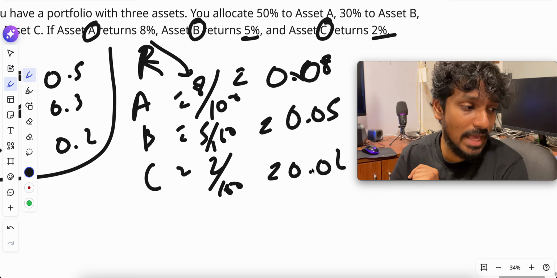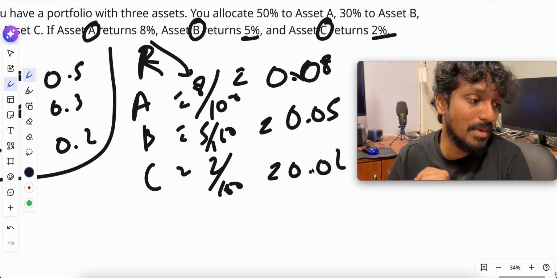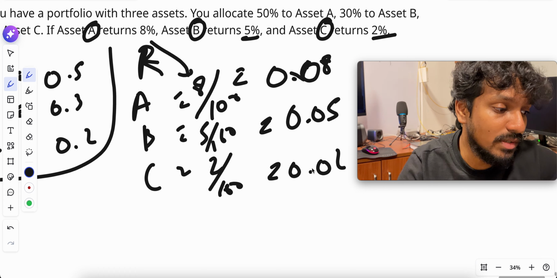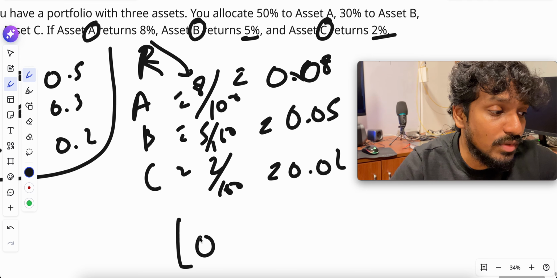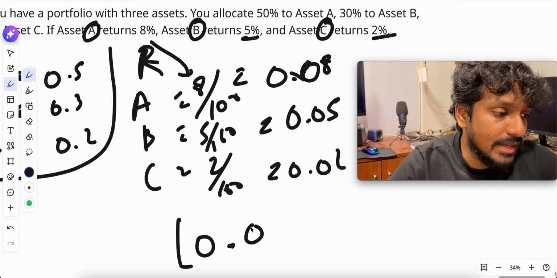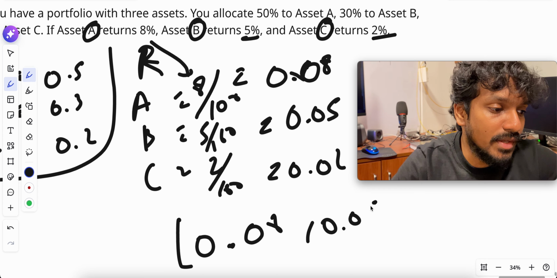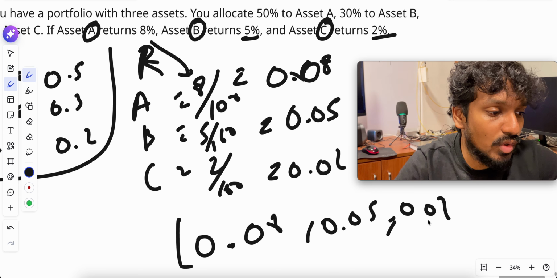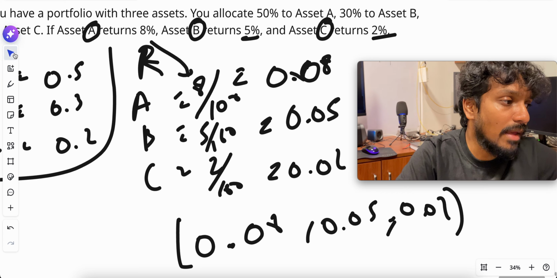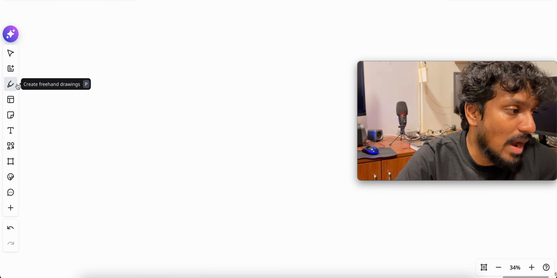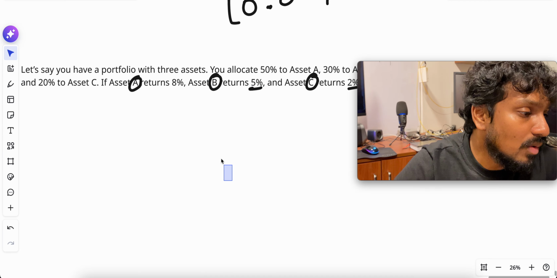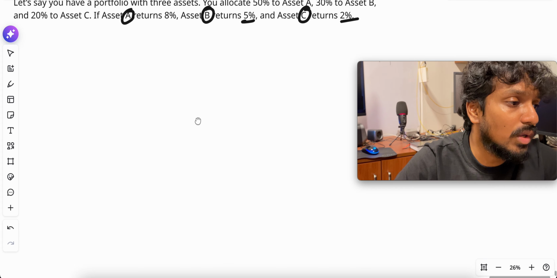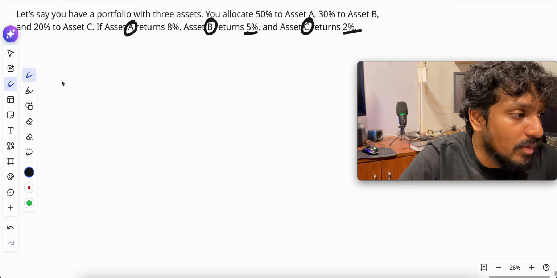Don't get confused. It's a very easy concept. I'm making it very easy to make you understand, because I'm going to cover the easiest concepts for you people. So totally what we got is 0.08, 0.05, 0.02. So at last, let me add the question again. What we are going to find out is the total return our portfolio has made. So what I'm going to do is very easy.